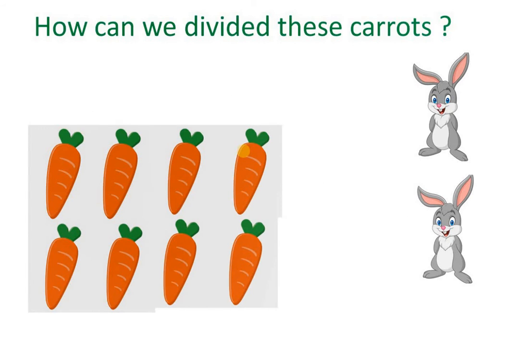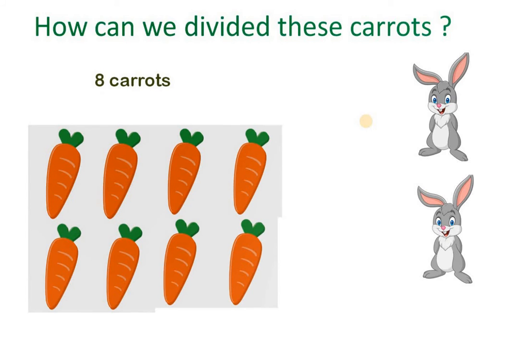Okay, look at the rabbits here. Here we have two rabbits. How can we divide these carrots between these two rabbits? We can divide them by groups of two, because we have two rabbits. So each time I will separate two carrots because we have two rabbits. So each one will get one carrot each time.